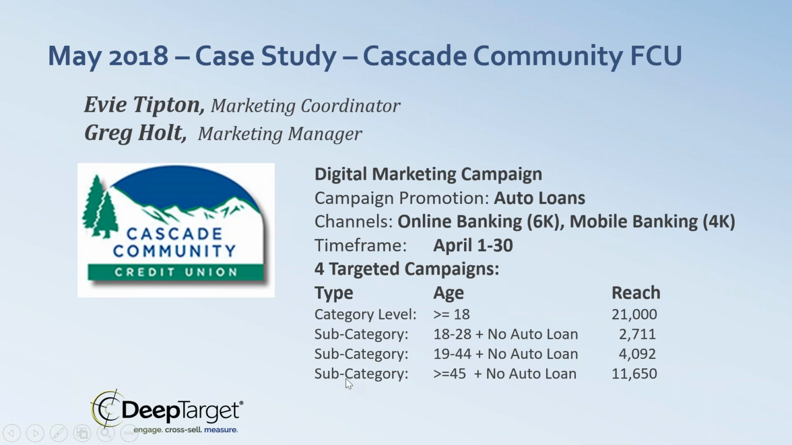First of all, they did 4 campaigns, each one of them showing the category level, as you saw earlier, with a reach of approximately 21,000 of their members, 18 to 25, which we will call the millennial, is 2,700. And then we had an overlapping one. There's a bit of overlap here into Gen X, which was for over 4,000, and then greater than 45 is more or less the high end of the Gen X and the baby boomers and so forth.